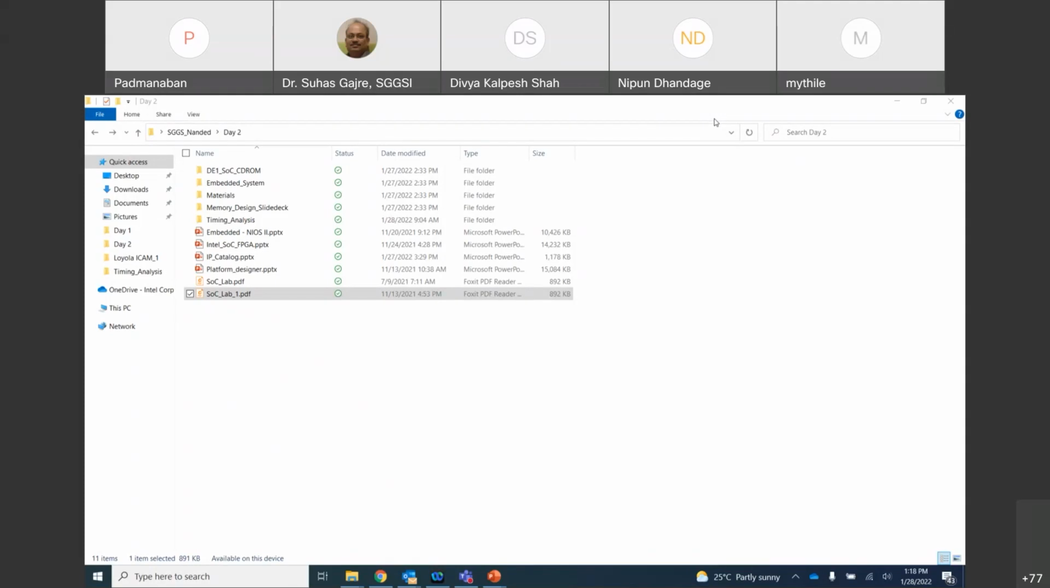If not, I can share the details with you: the timing analysis lab manual, the intellectual property and memory design lab manual, and the basic SoC lab. I can share that with you, sir, along with the PDF of your presentations. Yeah, sure, I will share that today so that you can share it with them. They can practice it.